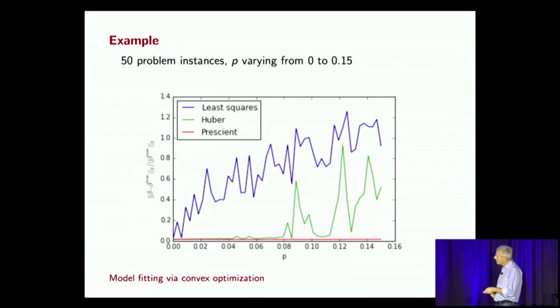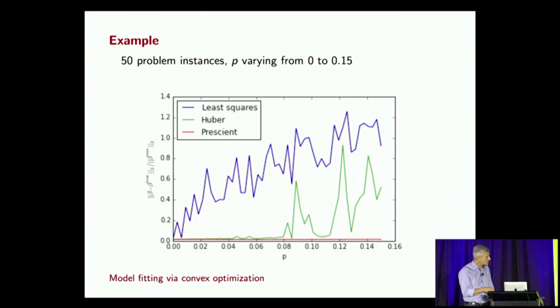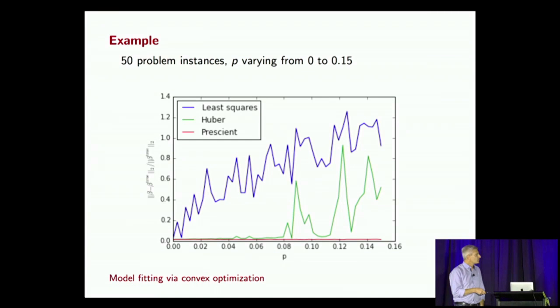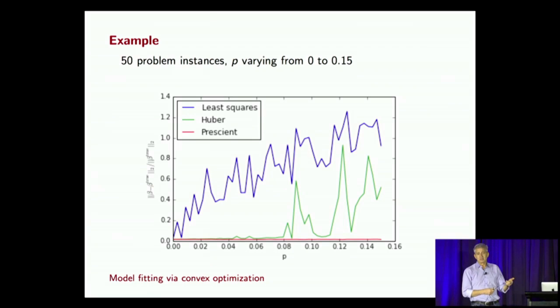So here's what happens. This is p. That's the fraction of data points that you just swapped the sign on, so it's just completely wrong. So p goes from 0 to like 15% here. And this is what happens with least squares. And this is a fractional error in identifying the parameter. Now, this is hardly surprising that least squares gets messed up by flipping the sign on some of your measurements. I mean, of course it is, right? But here's the really crazy part.